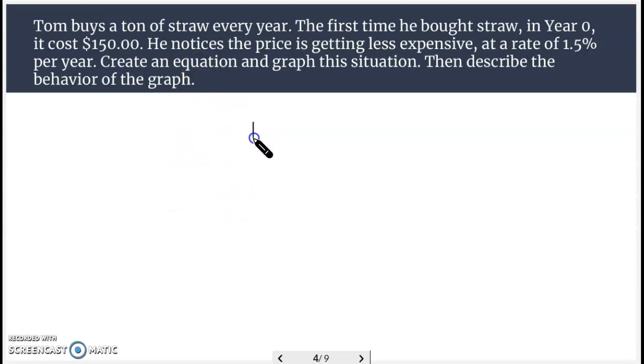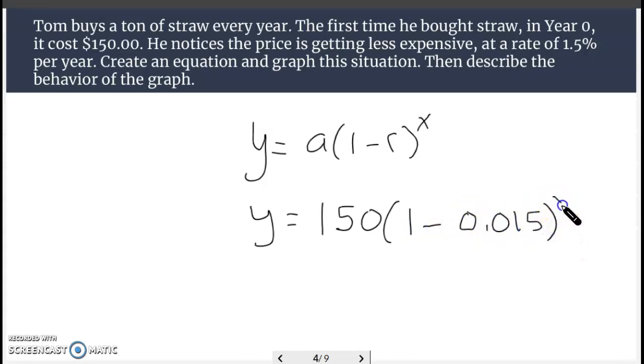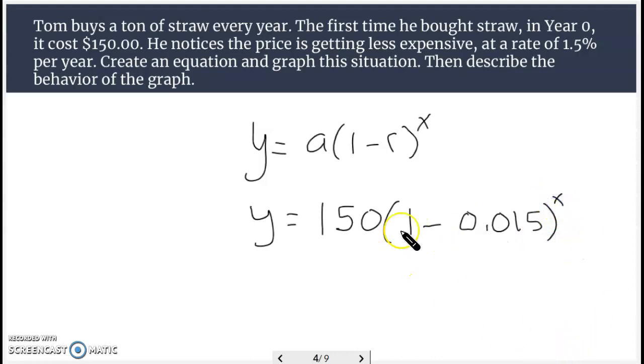Alright, so this is just exponential growth. Your ending amount equals the starting amount. And we're exponential decay, actually, 1 minus the rate, raised to the t or the x power. I'll call it x. So in this problem here, 150 times 1 minus 0.015 raised to the x power. So there we go. We want this. We graph it and kind of see what's going on here.